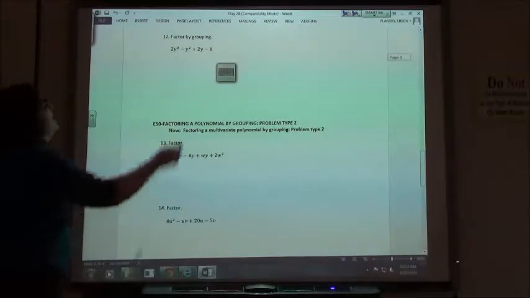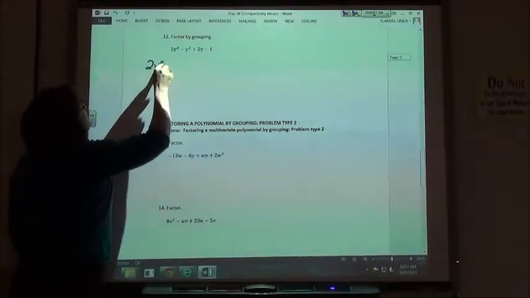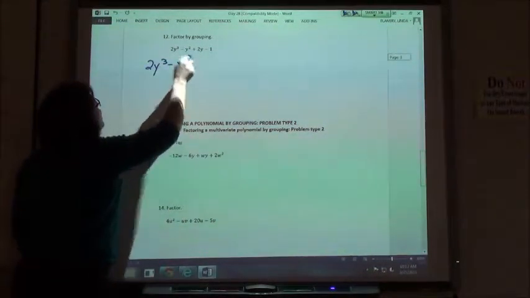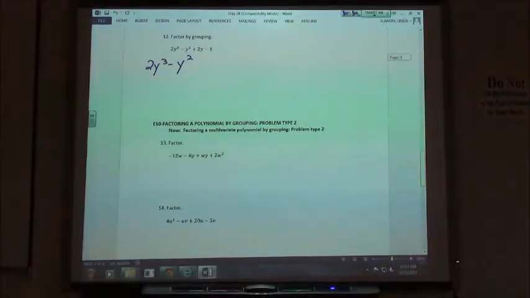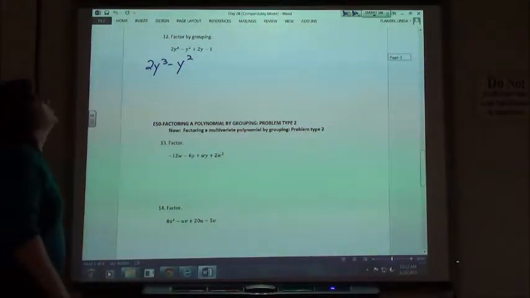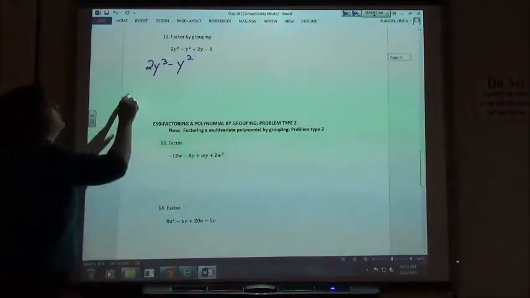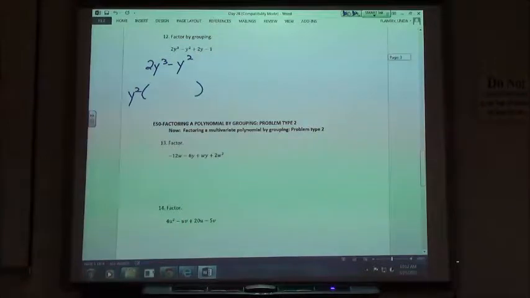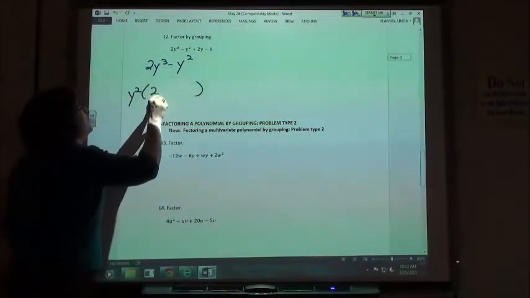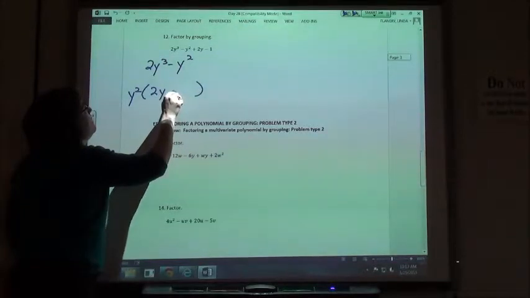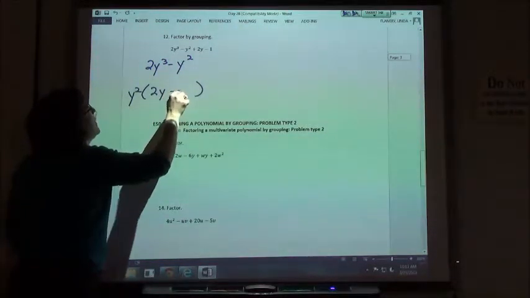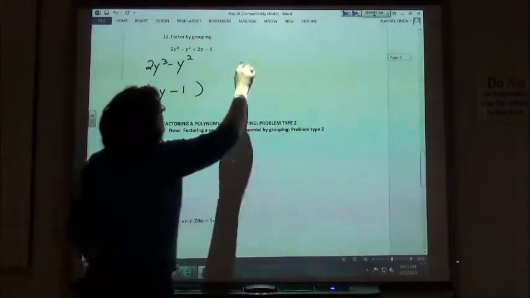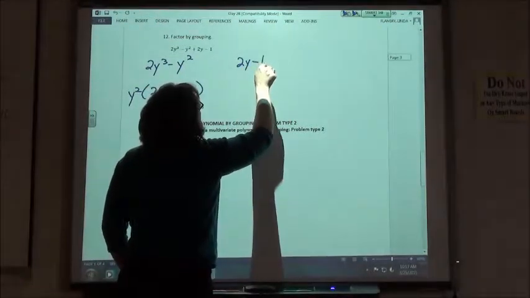Number 12 then. I have 2y to the third minus y squared. Those both have what in common? Y to the second. If I factor a y to the second out of each of those, I'm going to get 2y minus 1. Now notice here I have 2y minus 1.